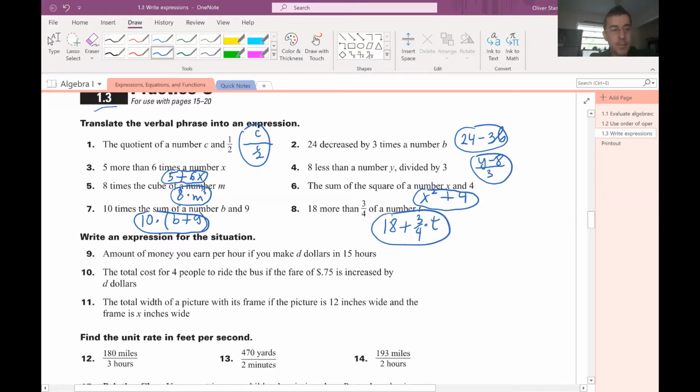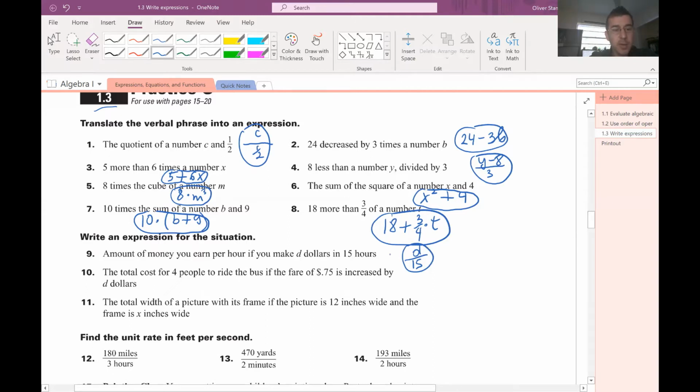That is 8. Number 9, write an expression for the situation. Amount of money you earn per hour if you make d dollars in 15 hours. So whatever you make in 15 hours, you have to split it into 15 to get how much you make per 1 hour. So d over 15 is the expression.